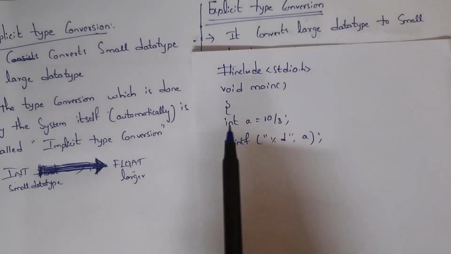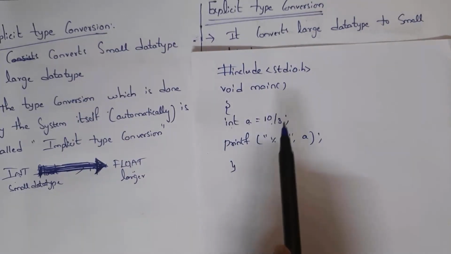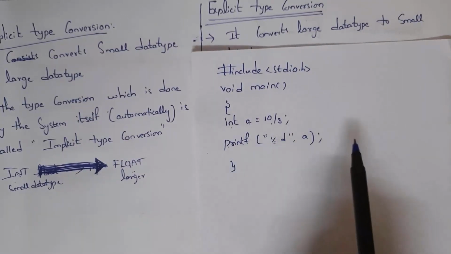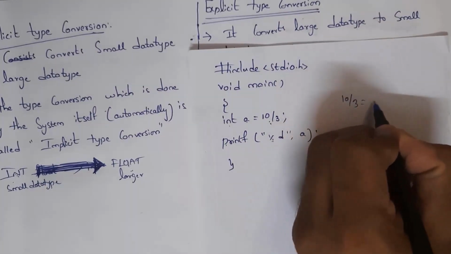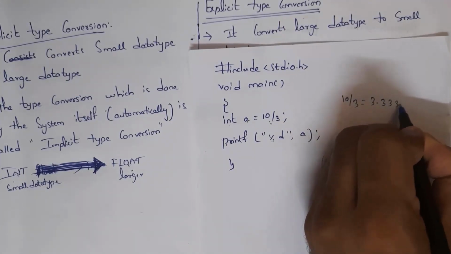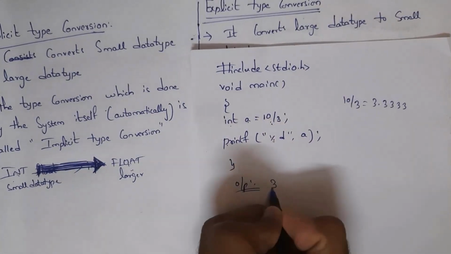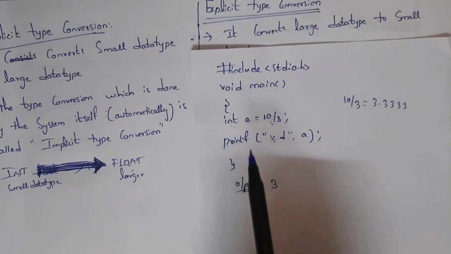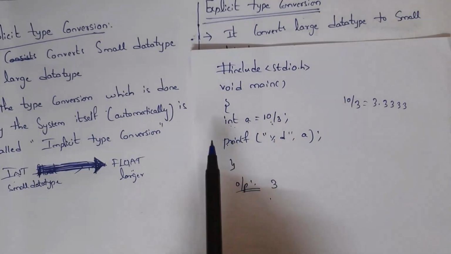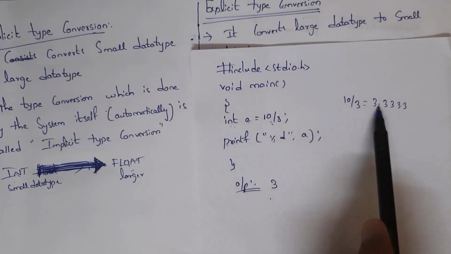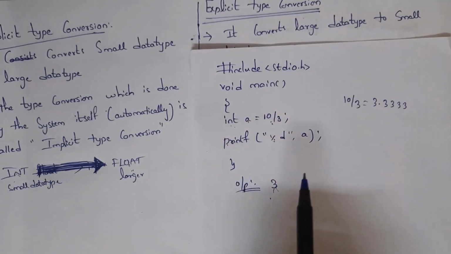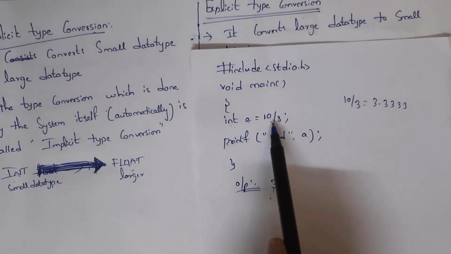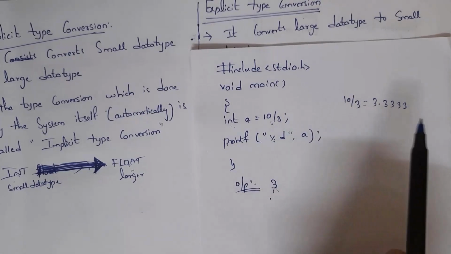In this program, I wrote int a = 10/3. After that I wrote printf("%d", a). For example, if you calculate 10/3 in your calculator, actually you should get the value 3.333 and so on. But here I will get the output as 3 because I took an integer, so it will print only the integer value. So the computer automatically converted one data type into another data type. This is known as implicit type conversion. So it automatically converted this 3.333 value into 3.